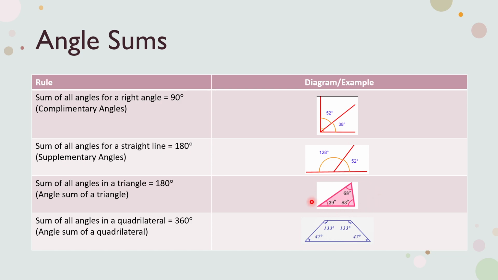Angle sums that exist in a triangle, so when you add up all three of those angles in the triangle, they add up to 180 degrees. And for a quadrilateral, all four angles always add up to 360 degrees.